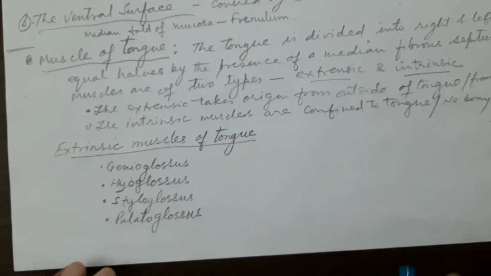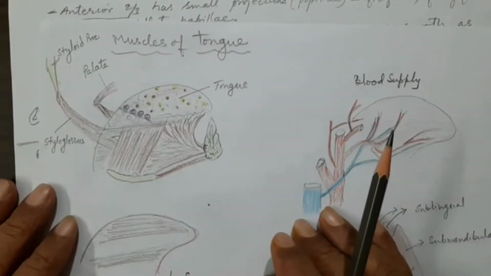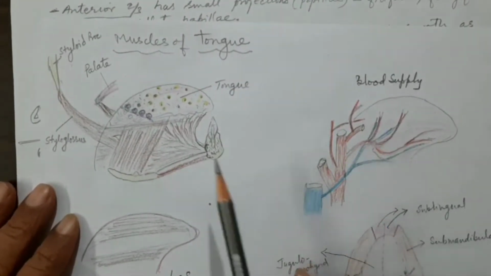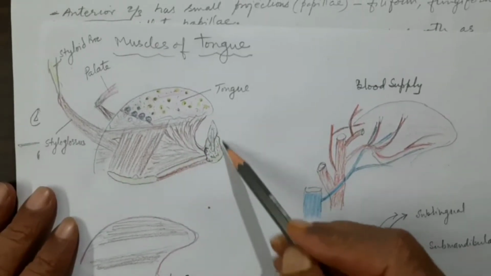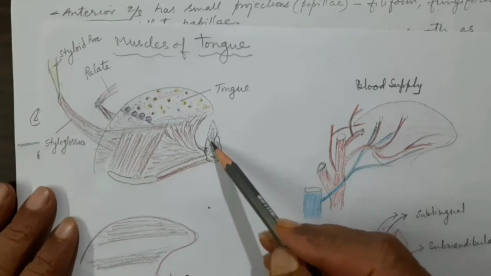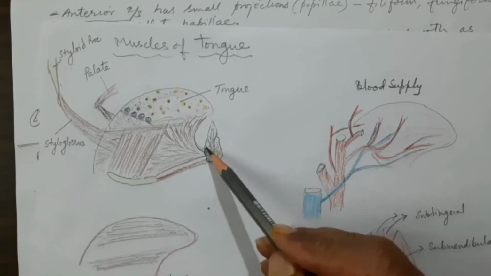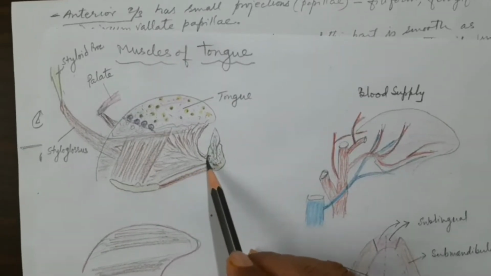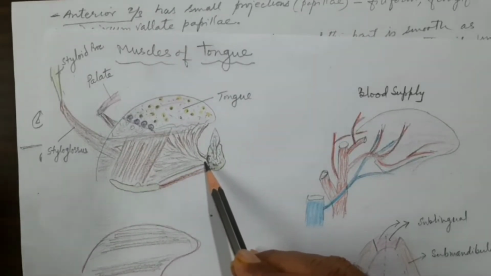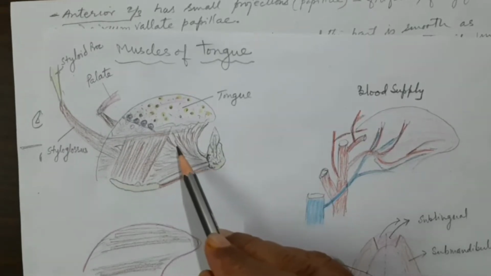Let us come first to the description of the Genioglossus muscle. Genioglossus means one which takes origin from the genial tubercle of the mandible. See, this is the section of the mandible. The incisor teeth are here. Here is the superior genial tubercle, and here is the inferior, on the posterior aspect of the mandible near the symphysis menti. From the upper genial tubercle on either side, right and left, the muscle which takes origin is the genioglossus muscle.